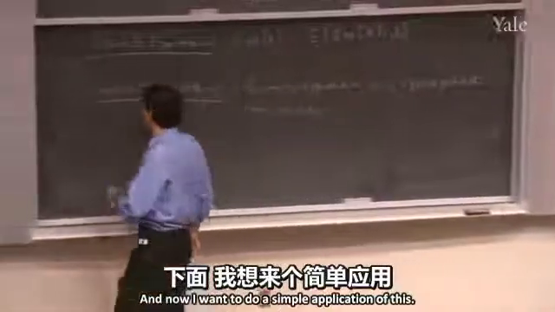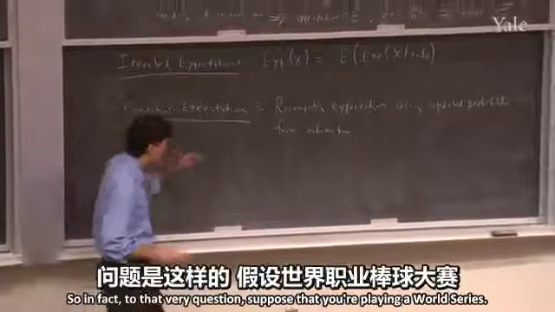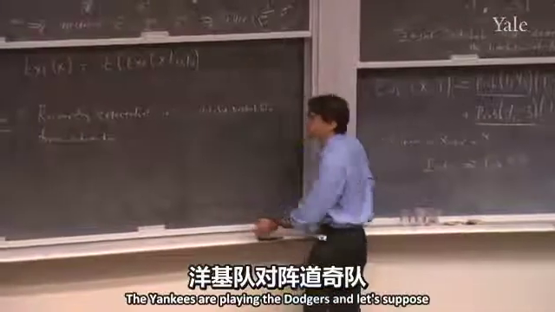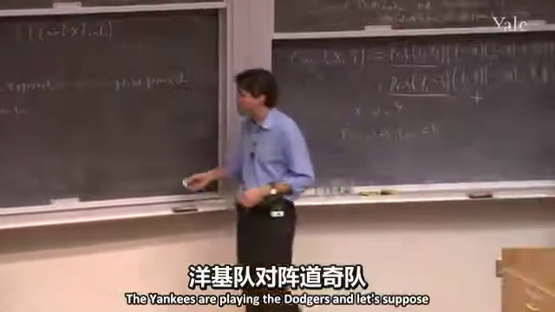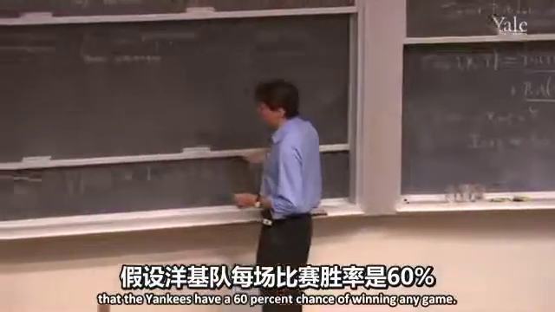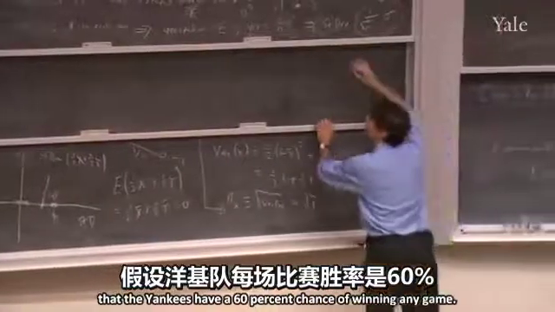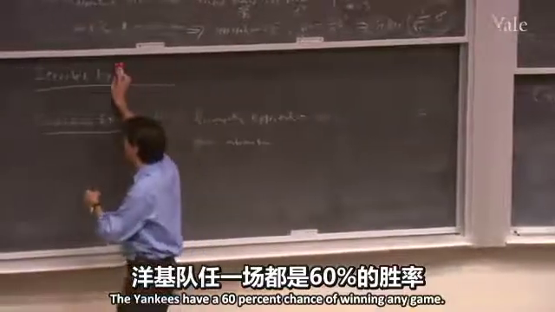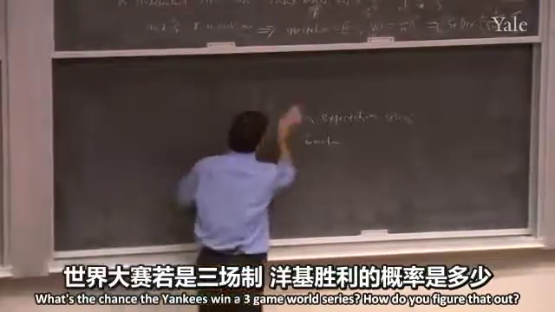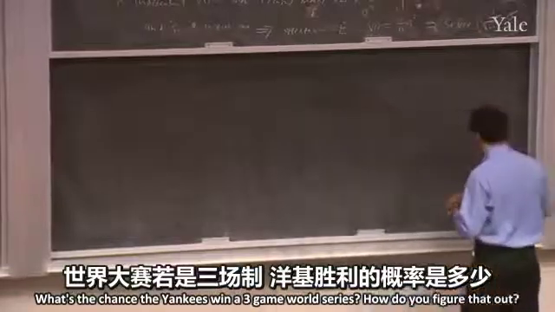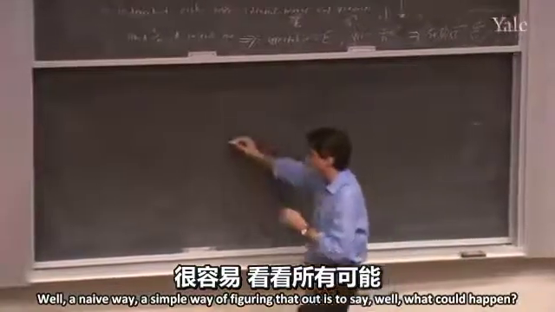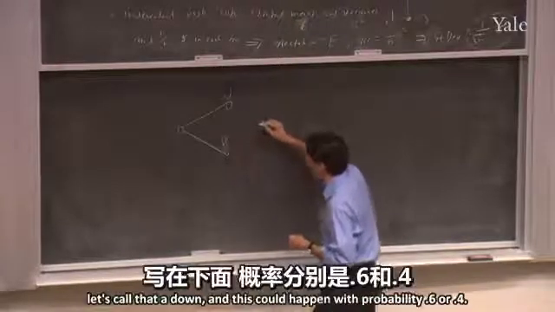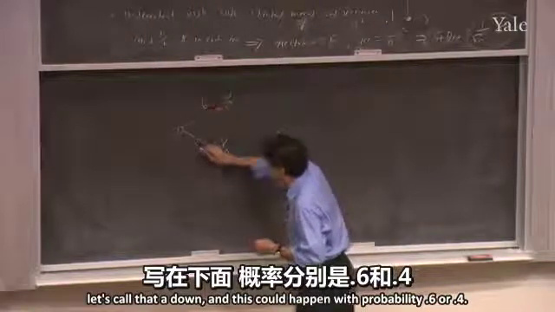And now I want to do a simple application of this. In fact, to that very question, suppose that you're playing a World Series. The Yankees are playing the Dodgers, and let's suppose that the Yankees have a 60% chance of winning any game. What's the chance the Yankees win a 3-game World Series? How do you figure that out? Well, a naive, simple way of figuring that out is to say, well, what could happen? Life can mean a Yankee win, let's call that an up, or a Yankee loss, let's call that a down. And this could happen with probability 0.6 or 0.4.